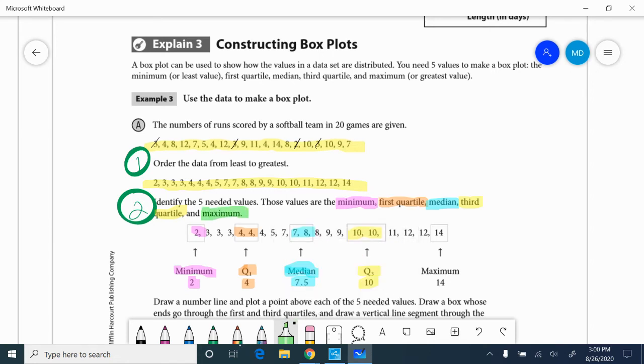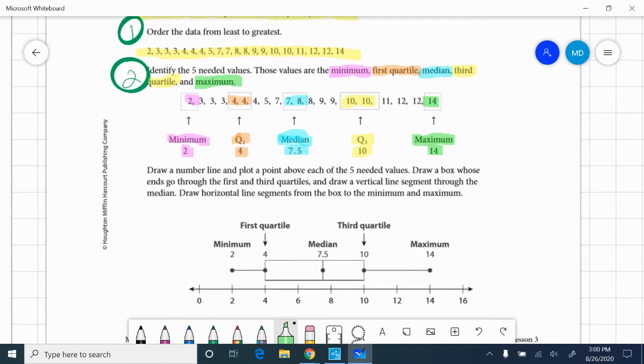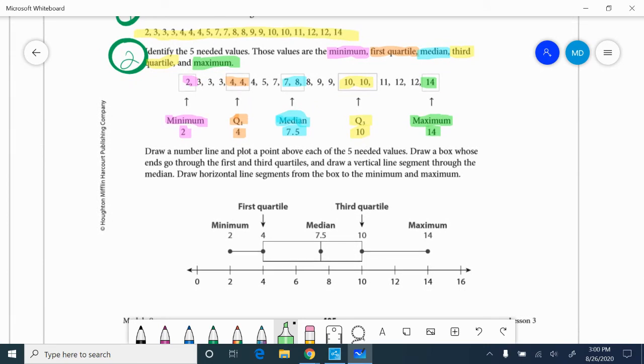And our maximum is the last important number we need, which is the biggest value, the greatest value. And now using these 5 values, they're going to create the box plot below. Now that you've identified your 5 values, you need to draw a number line and plot a point above each of the 5 needed values. So that's where these values came from.